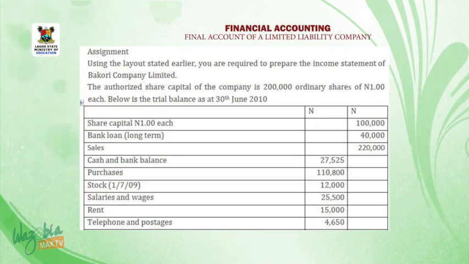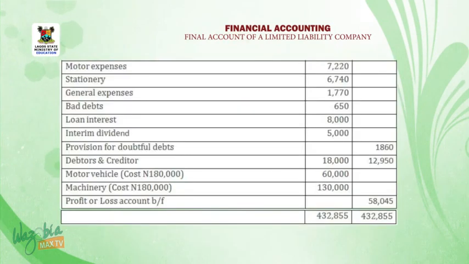Cash and bank balances, 27,525. Debit column. Purchases, 110,800. Debit column. Stock, as at the beginning, 12,000. Debit column. Salaries and wages, 25,500. Debit column. Rent, 15,000. Debit column. Telephone and postages, 4,650. Debit column. Motor expenses, 7,220. Debit column. Stationeries, 6,740. Debit column.